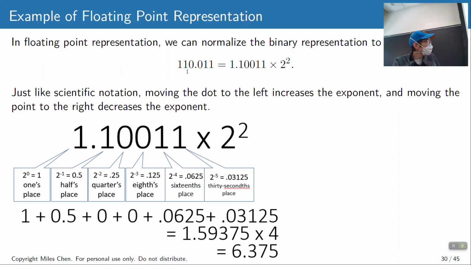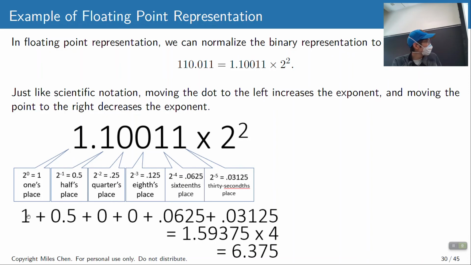So 110.011, I roll it over 2 spots, and that becomes 1.10011. But now I'm multiplying by 2 to the 2. And just to show that this is exactly equal, this would be 1 in the ones place, which is 1. And now I have 1 in the halves place, 0 in the quarters, 0 in the eighths, 1 in the 16ths, and 1 in the 32nds. So 2 to the negative 4 and 2 to the negative 5.